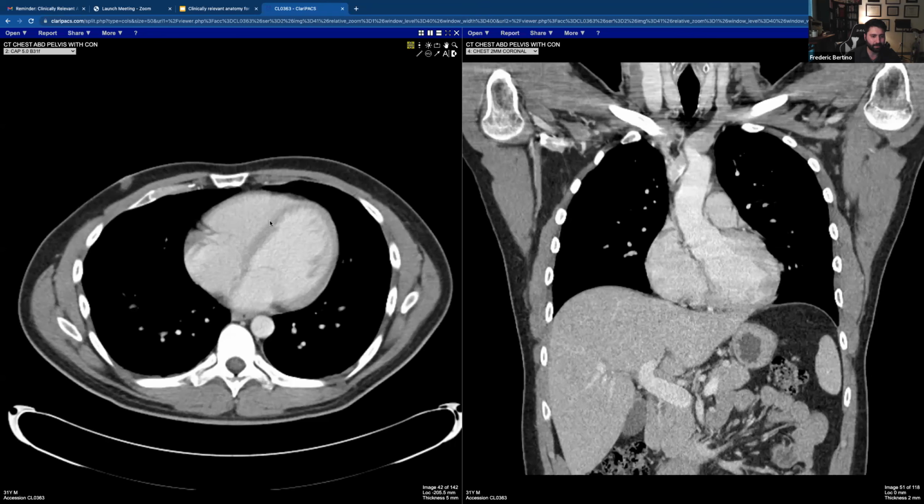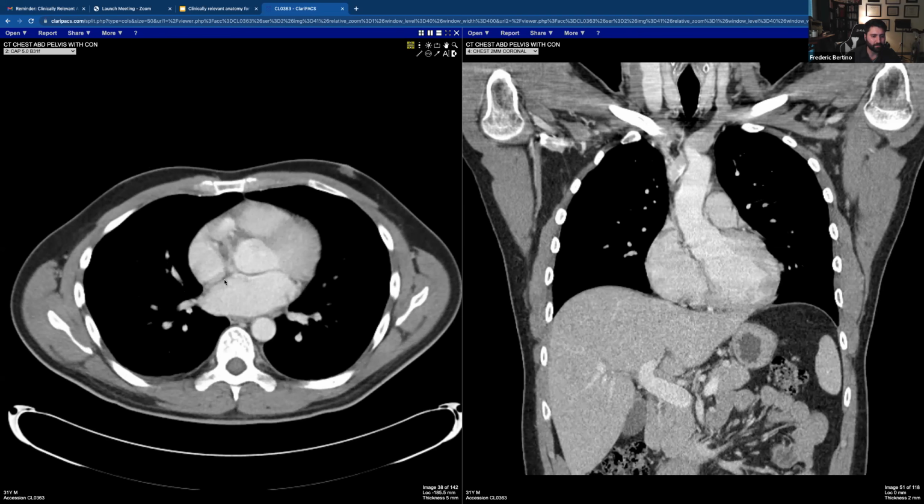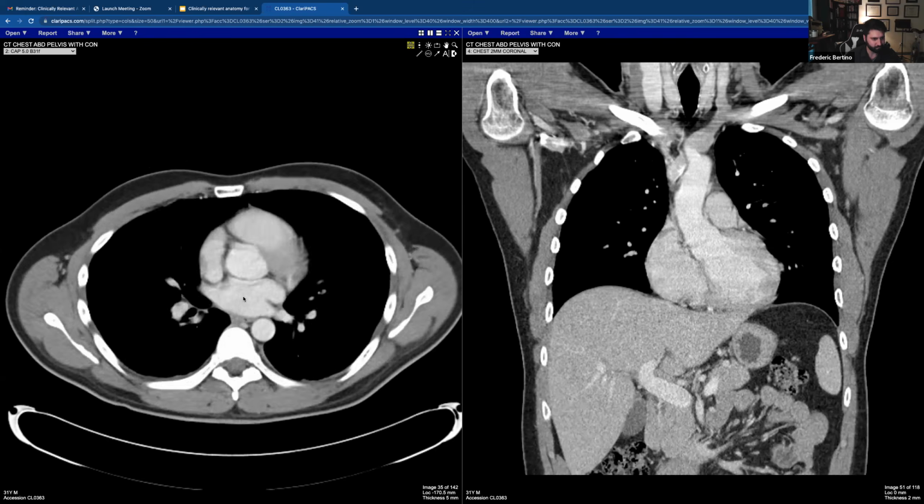And then immediately posterior to that, on the opposite side of this big muscular wall, you can see that this wall is far more muscular than the right side. This is my left ventricle. And then just north of that, the most posterior chamber in the heart is going to be my left atrium.